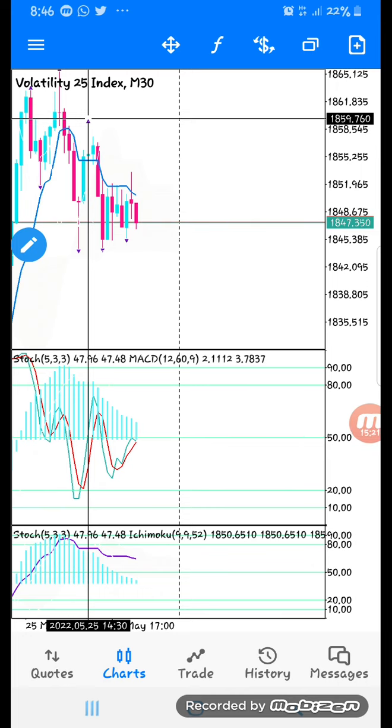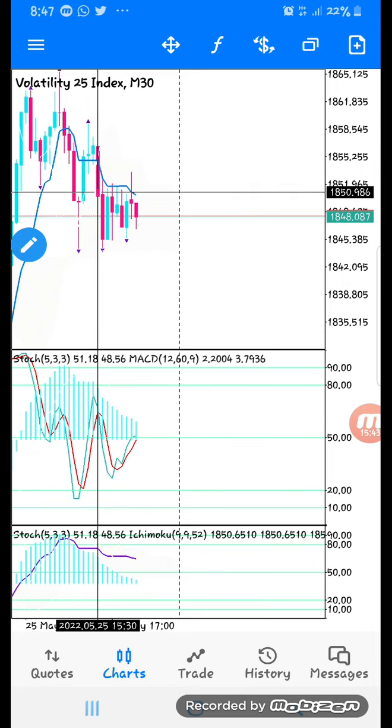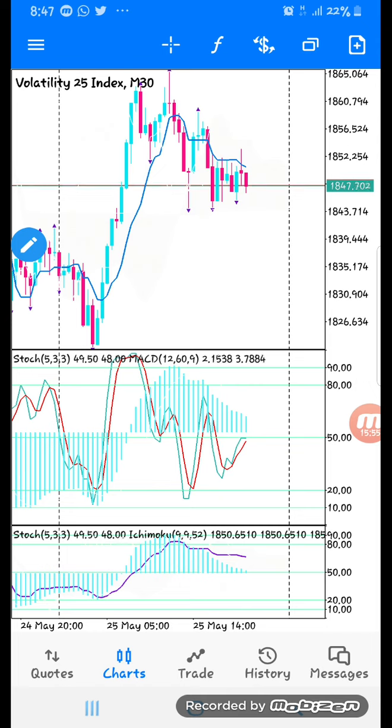But these things have to confirm, they have to occur, like the stochastic crossover and the Ichimoku at the level I want it to be, or pointing towards the direction I want to trade, and then a breakout occurs. I need to see these things before placing a buy trade or a sell trade, before taking any position I want to take. These criteria are what I really need you to pay close attention to always.